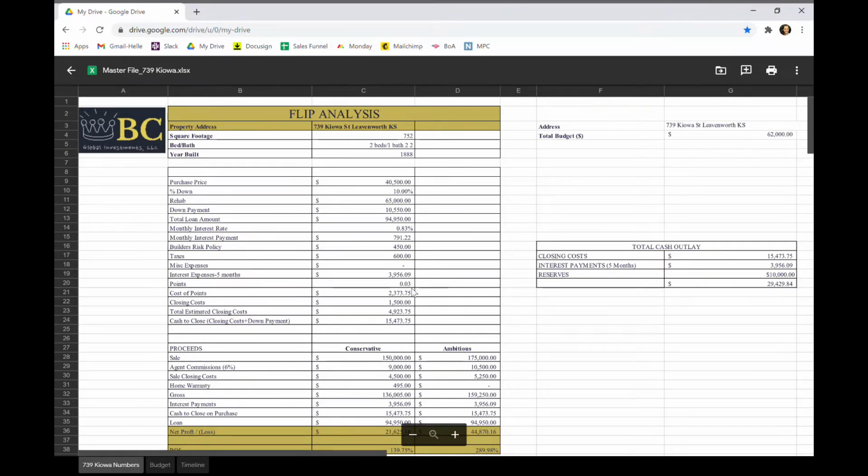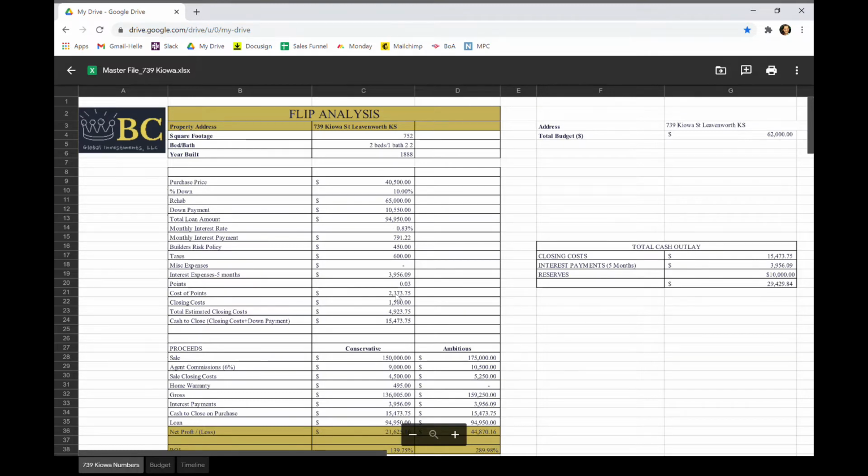Points on the front end, these are just lender fees. So when you're using hard money, they typically charge you 3 points, sometimes 2 points, sometimes 4 points. It depends on the deal. Sometimes you can pay more points to get a lower interest rate or vice versa. So this one is 3 points, so make sure you consider that when you're looking at your costs. So cost of those points will be $2,373.